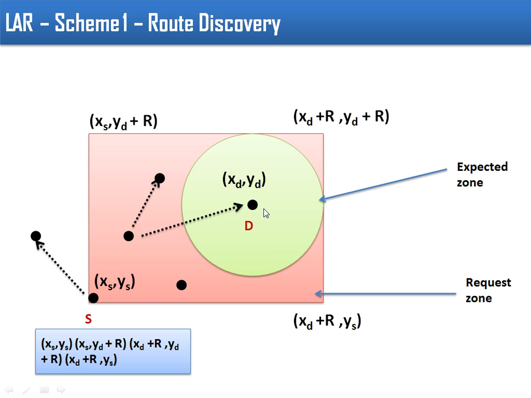And when the destination D receives this route request packet, it will insert its current location and the time in the route reply packet and send it to the node S.